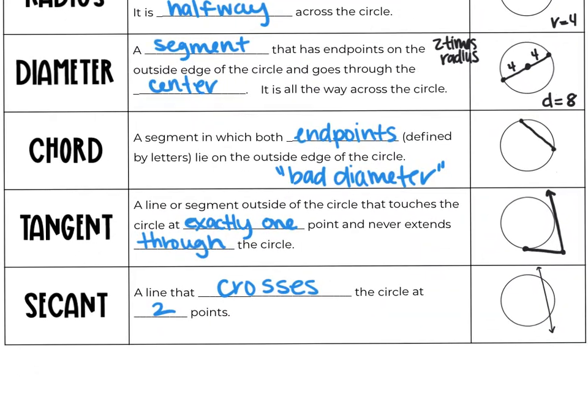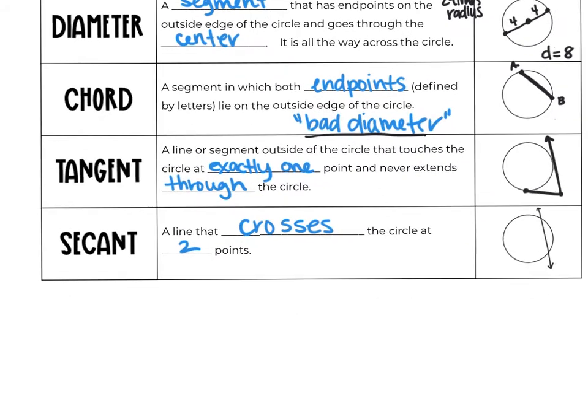Okay, chord is a segment. It may occasionally have lines going on, but you would only be looking at this portion, the segment, in which both endpoints, typically defined by letters, so it may say A, B, or whatever, lie on the outside edge of the circle, or on the circumference. One thing some people remember is it's like a bad diameter because it doesn't go through the center like a diameter would. It would be just 2 endpoints on the edge, okay? So that's the main difference. Diameter must go through the center.